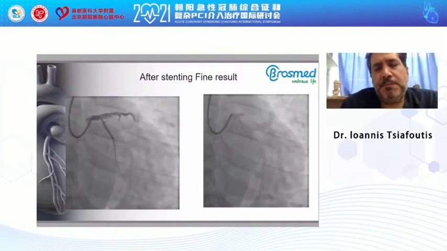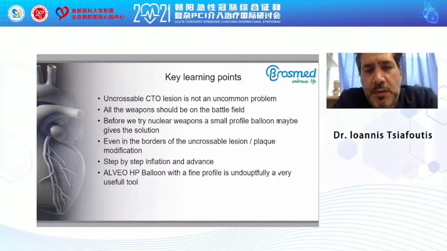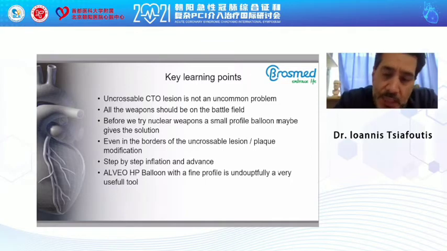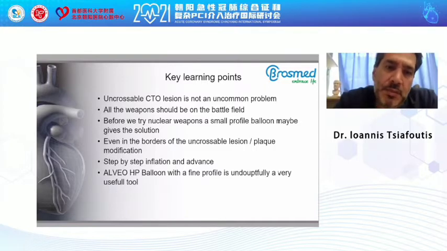The key learning point from this presentation is that the uncrossable CTO lesion is not an uncommon problem. We can find it every time we deal with these cases. Every CTO can prove to be uncrossable. So every operator who deals with these cases has to have all the weapons on the battlefield. You have to have everything that will help you to finish the case. Before we try nuclear weapons, a small profile balloon maybe gives a solution. And in many, many cases, this is the way that we cross these uncrossable CTO lesions.